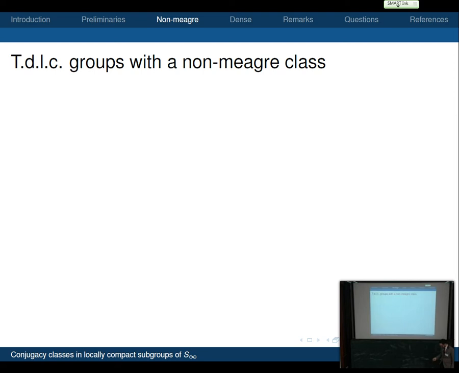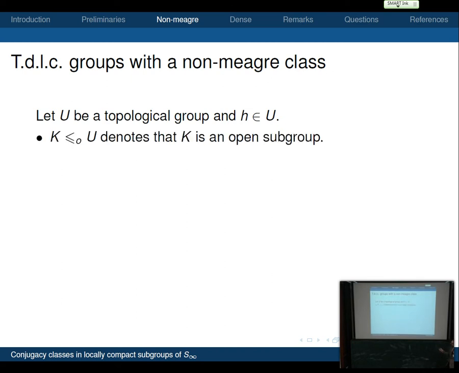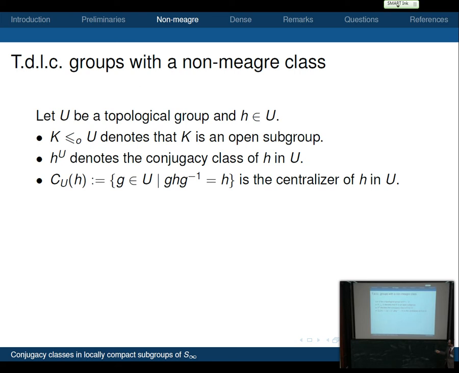Okay, so now let's consider T.D.L.C. Polish groups with a non-meagre class. So we need a few preliminaries. First, let's take some topological group G and h some element of it. I'll use this subscript o to indicate that K is an open subgroup. h^G will denote the conjugacy class of h in G. And C_G(h) is just the set of elements which commute with h. This is the centralizer of h in G.